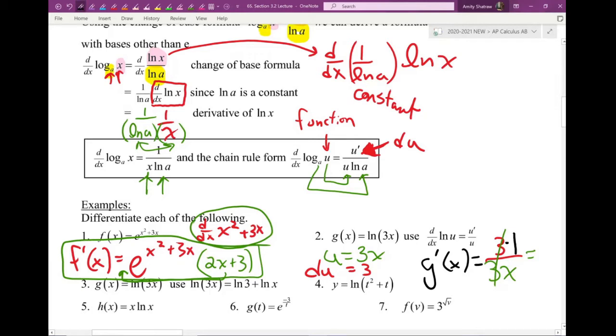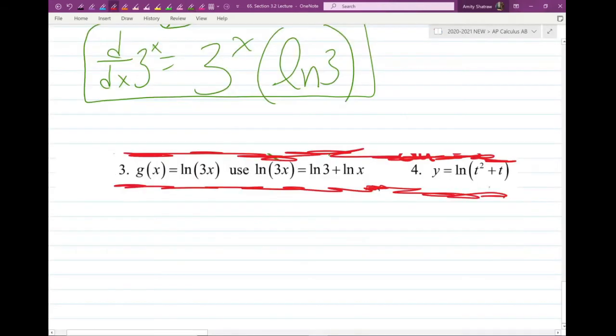even when you cancel out everything on top, there's still a hidden invisible 1 up there. And that means that x is still in the denominator. And are you having a moment right now where you're like, wait a minute, the derivative of the natural log of x is 1 over x. Are you saying to me that the derivative of the natural log of 3x is still just 1 over x? Yeah.